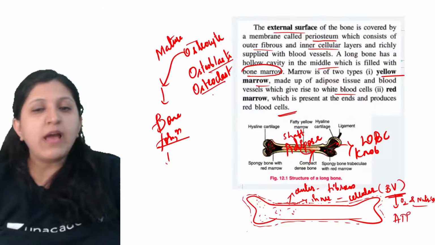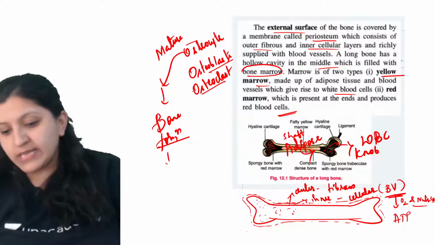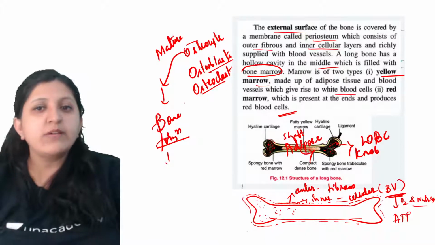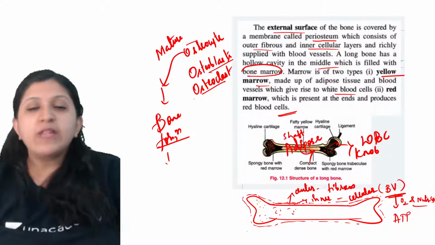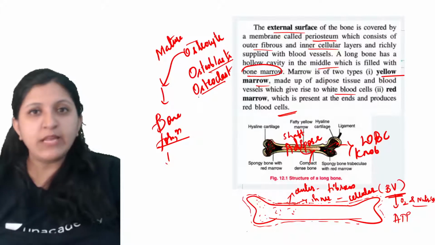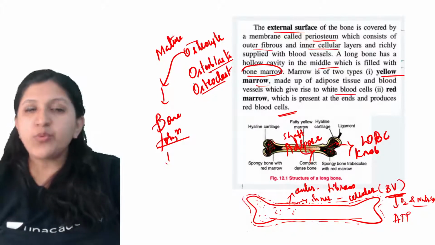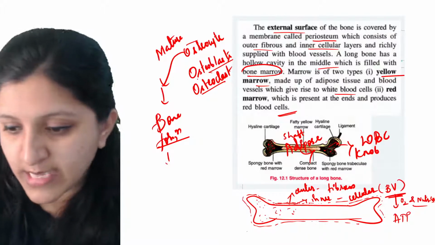Osteoclast is basically for when a dead cell has to be removed, because a cell that is already formed has a particular lifespan. To get rid of the unwanted cells, we can use the osteoclast as well. Any doubt till here?